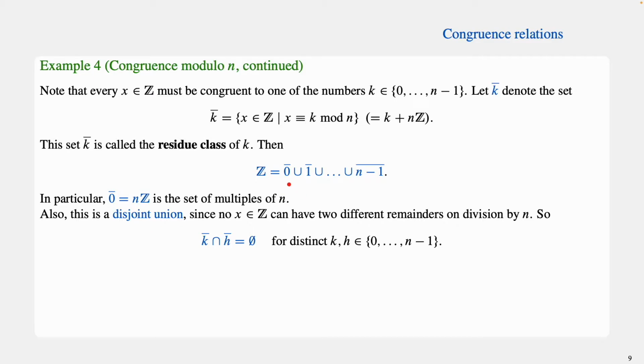Also, this is a disjoint union. So all of these different residue classes have empty intersection because, well, an element from the integers can't have two different remainders when we divide it by n. So if we have some different k and h from our set of possible remainders, then their residue classes are disjoint.